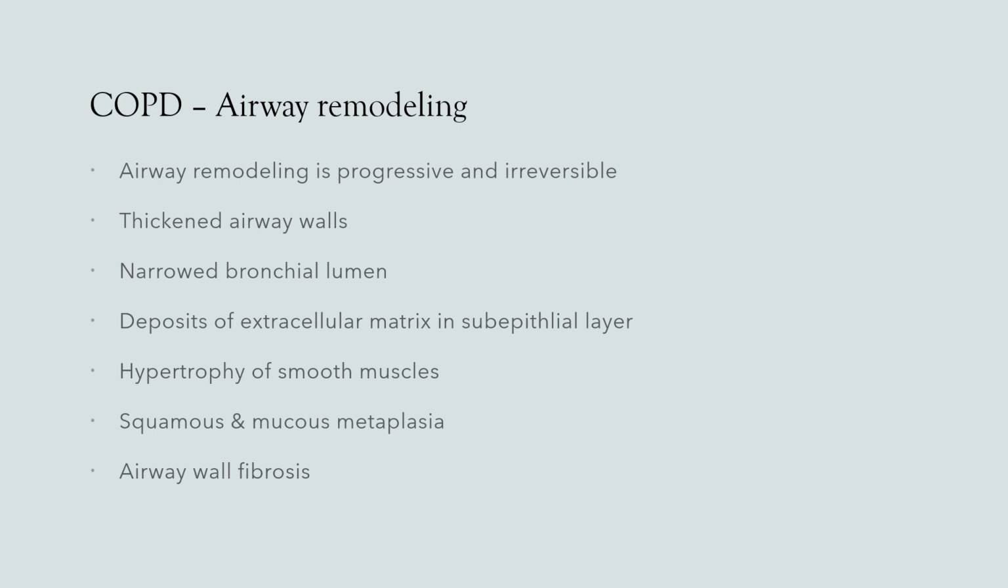You end up with hypertrophy of the smooth muscle, so increased size, thickening, squamous and mucous cell metaplasia, and ultimately airway wall fibrosis. Fibrosis is a hardening and thickening. So decreased flexibility, non-compliant lung and airway tissue.